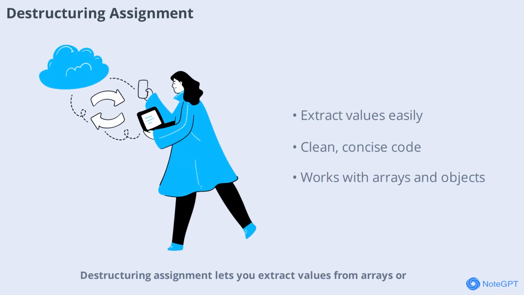Destructuring assignment lets you extract values from arrays or objects and assign them to variables in a single step. This feature, introduced in ES6, makes your code cleaner and more concise. You can quickly unpack data and work with it directly, reducing the need for repetitive code. We'll look at examples of array and object destructuring and how they simplify your scripts.